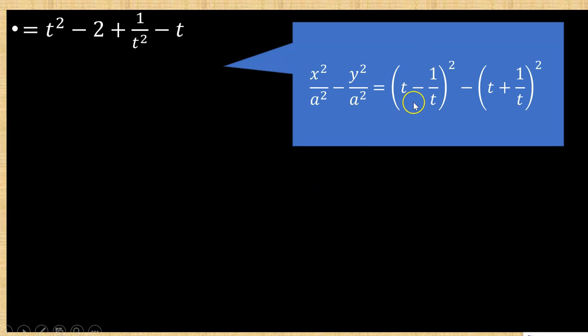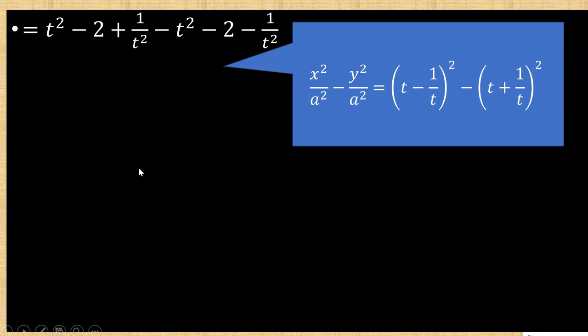Okay, now we'll expand this (t − 1/t)², that is t² − 2 × t × 1/t, that is −2, plus (1/t)². Next, again expand (t + 1/t)², that is t², again 2 × t × 1/t, the t's get cancelled, you will get −2 because here is a minus sign, and last is 1/t², again −1/t² here because here is a minus sign.